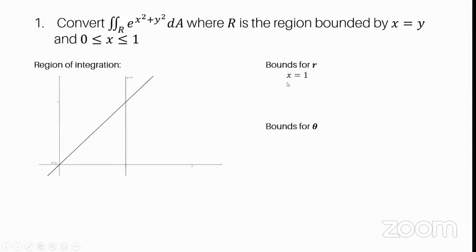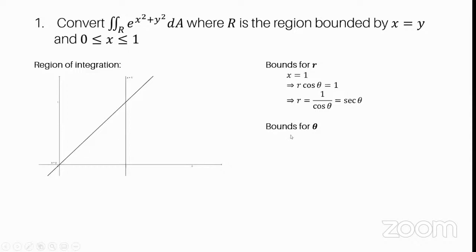So here, x equals 1. Alam natin na yung x, kung nanood kayo ng video, is r cosine theta. So, r cosine theta equals 1. Ngayon, we solve for r in terms of theta. So, we'll have r equals 1 over cosine theta, which is just secant theta. Meaning, ang ating bound for r will be from 0 to secant theta.